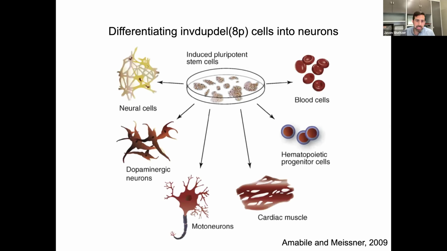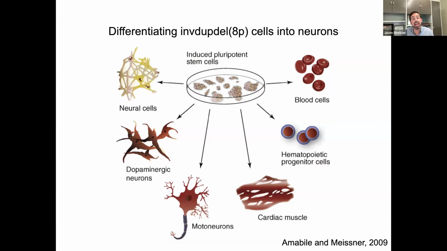So the cells that we're working with here are induced pluripotent stem cells, and these are a fantastic research tool because they can be differentiated in cell culture in the laboratory into all sorts of different cell types found in the body. You can differentiate these stem cells into blood cells, into muscle cells, and into different types of neurons as well.